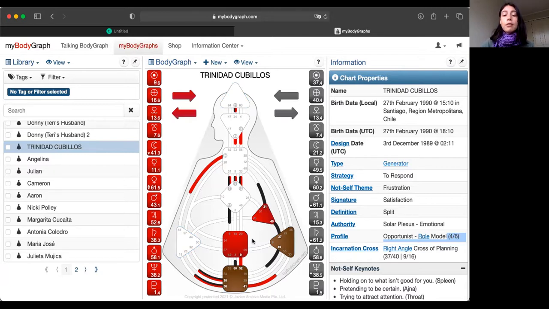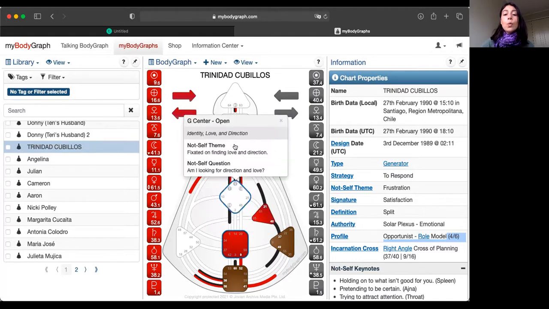Each center and everything in your chart can be colored or uncolored. The language we use for that is defined or undefined. When something is colored, like my sacral over here, we say it's defined. When something is white, like my G center over here, we say it's open or undefined.